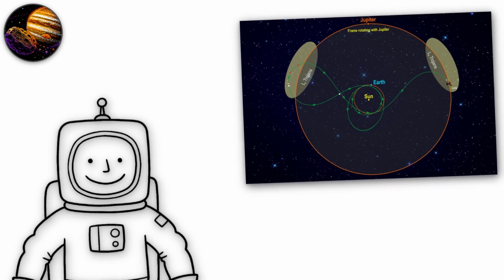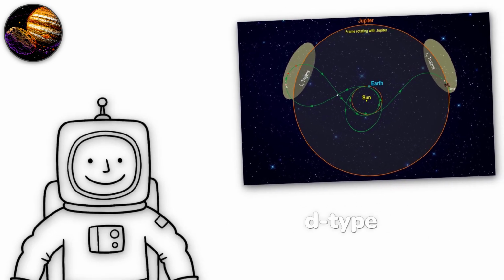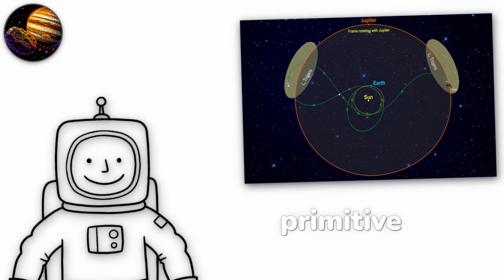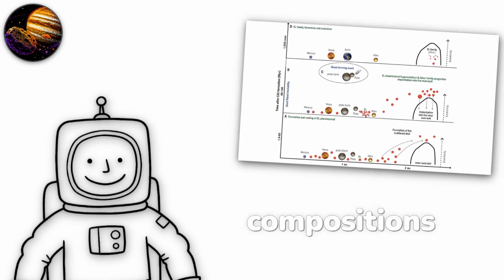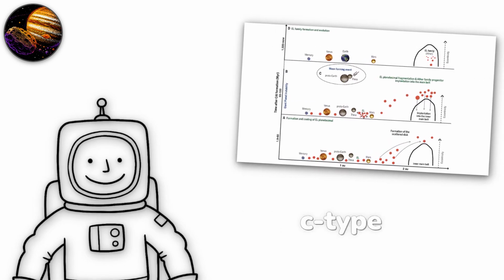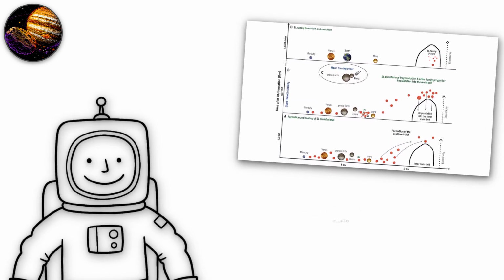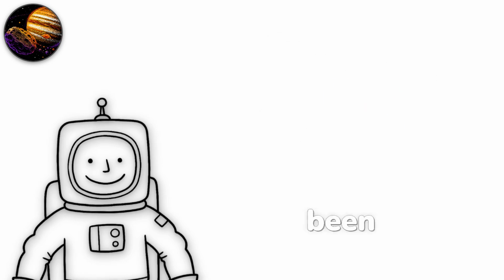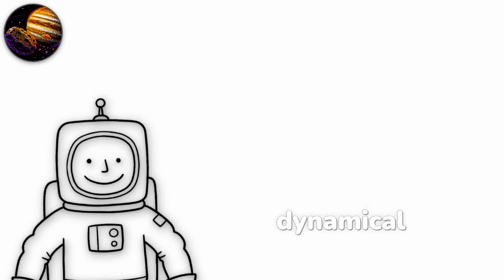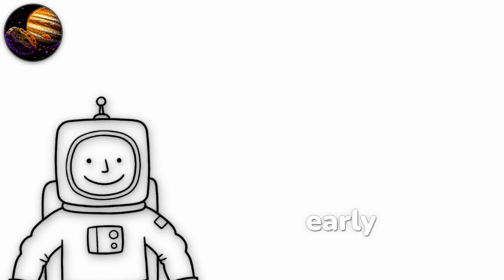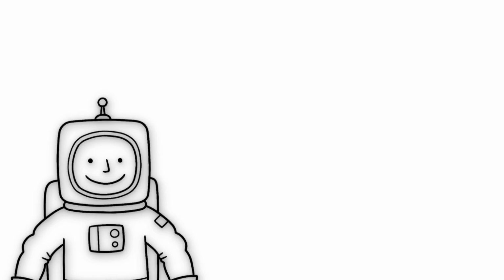The Trojan asteroids were compositionally dominated by D-type and P-type asteroids, primitive, very dark objects with extremely red spectral slopes that communicated compositions different from the main belt's C-type and S-type populations, suggesting that the Trojan asteroids had formed in the distant outer solar system and been captured into their current Jupiter-associated orbits during the dynamical rearrangement of the giant planets early in solar system history.